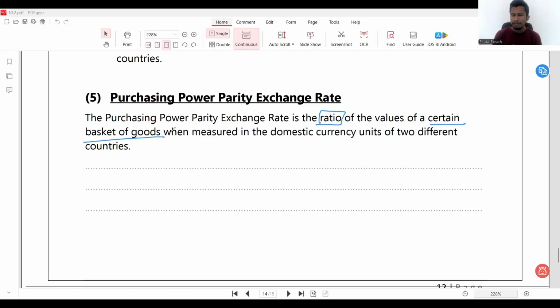The purchasing power parity exchange rate is the ratio of the values of a certain basket of goods. Simply, if you learn statistics or if you do statistics, you should know the meaning of this. When I say a certain basket of goods, it simply stands for a sample of goods. Out of the billions of goods and services in the economy, we just select a sample. We just select a few goods.